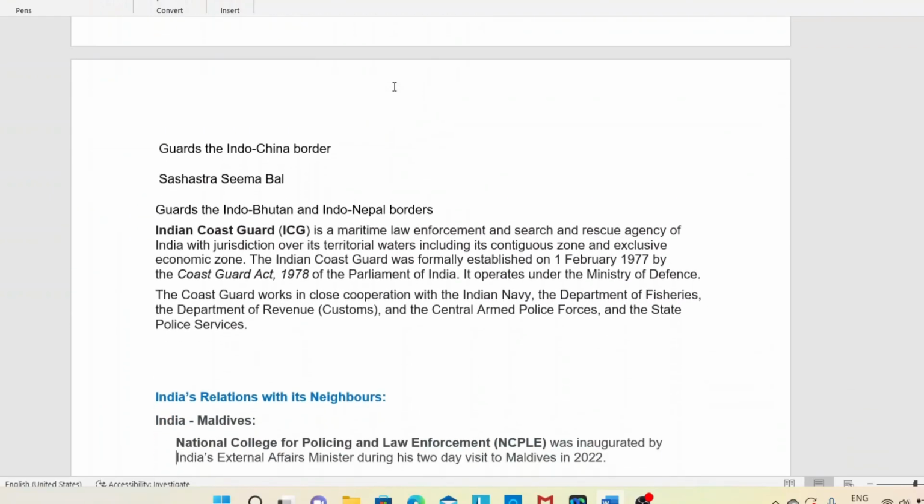Let's see about ICG. ICG means Indian Coast Guard. It is a maritime law enforcement and search and rescue agency of India with jurisdiction over its territorial waters, including the contiguous zone and exclusive economic zone. The Indian Coast Guard was formally established on 1st January 1977 by the Coast Guard Act 1978 of the Parliament of India. This is not much important.